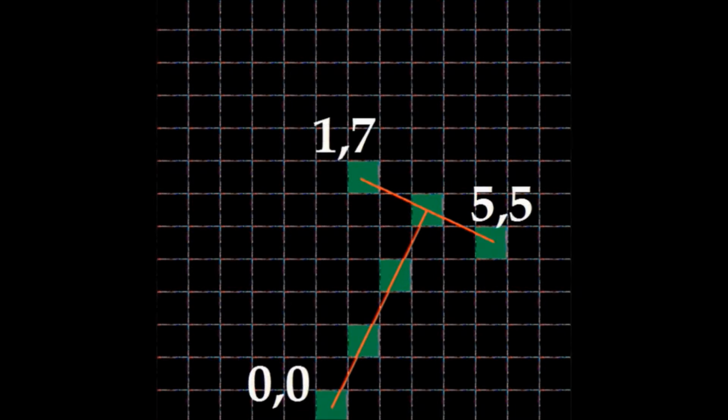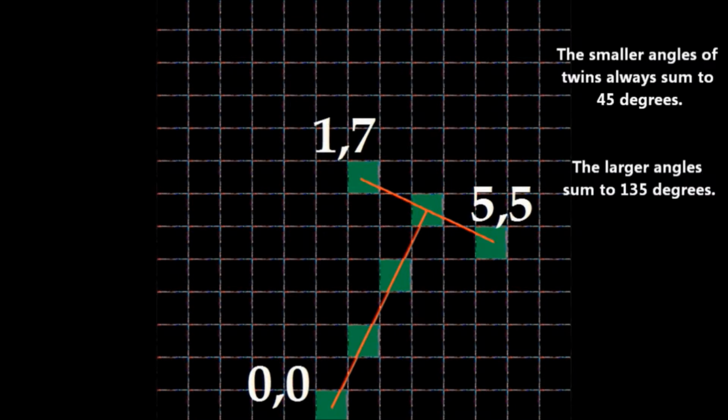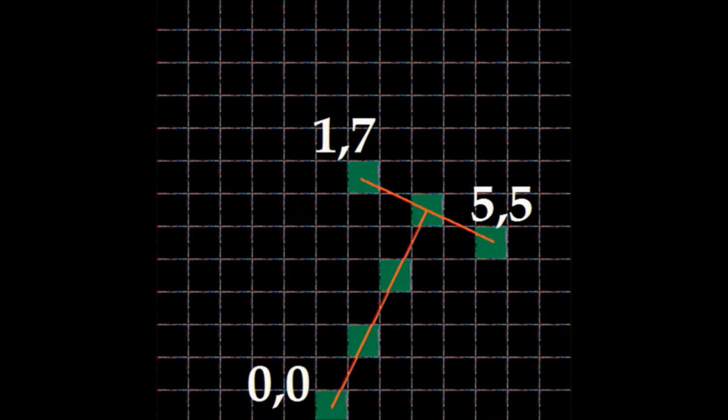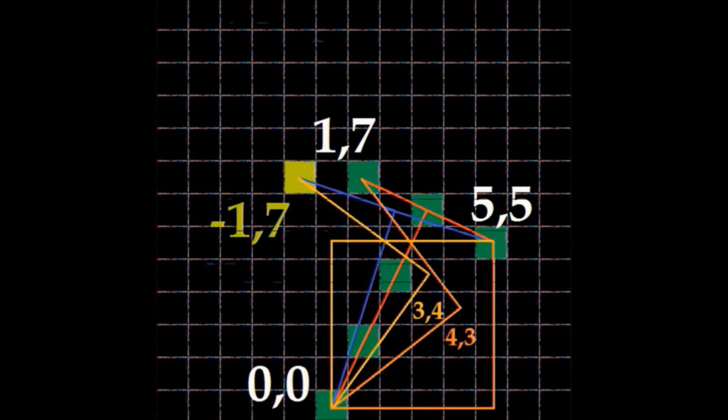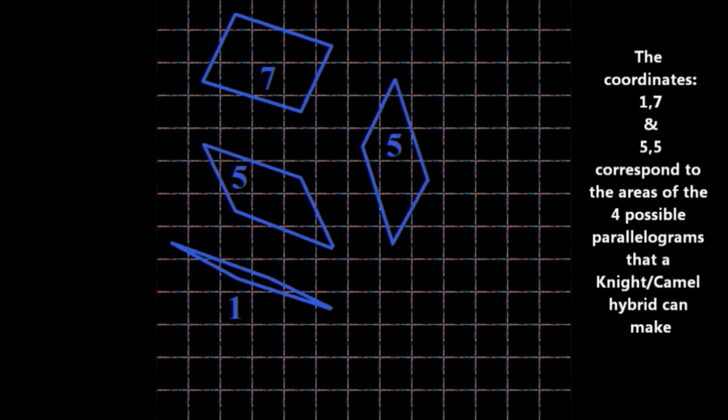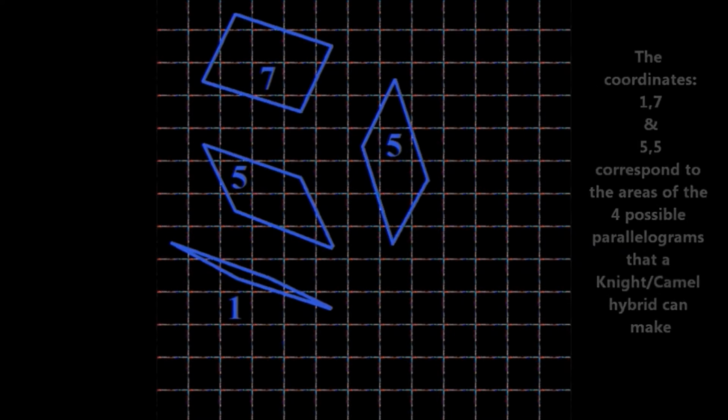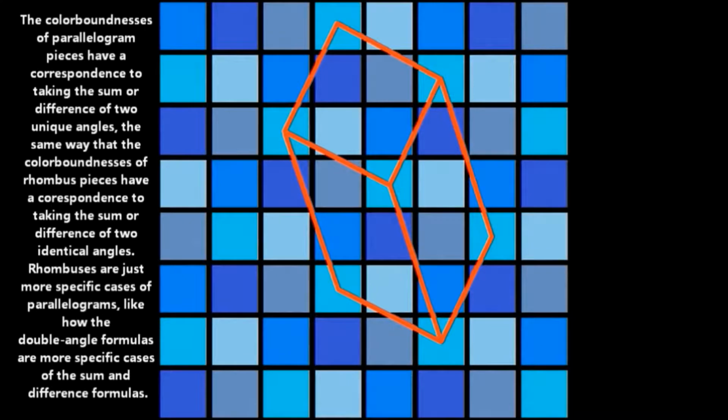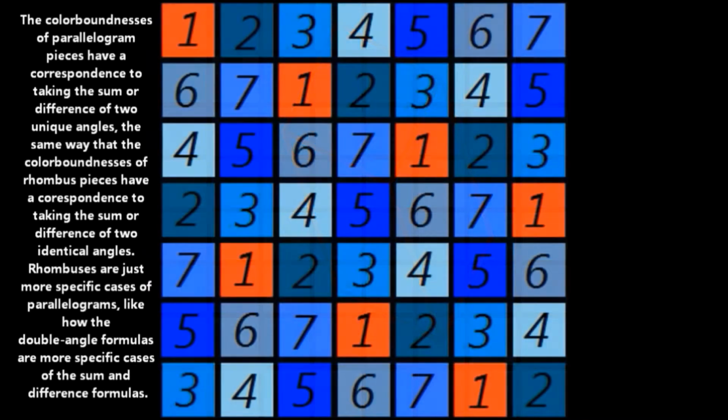The knight angle plus the camel's angle ends up at 5/5. The knight angle minus the camel's angle ends up at 1/7. So these coordinates 1/7 and 5/5 correspond to the 4 possible parallelogram areas that a knight-camel hybrid can make. So the color boundnesses of parallelogram pieces have a correspondence to taking the sum or difference of 2 unique angles, the same way that the color boundnesses of rhombus pieces have a correspondence to taking the sum or difference of 2 identical angles. Rhombuses are just more specific cases of parallelograms, like how the double angle formulas are more specific cases of the sum and difference formulas.